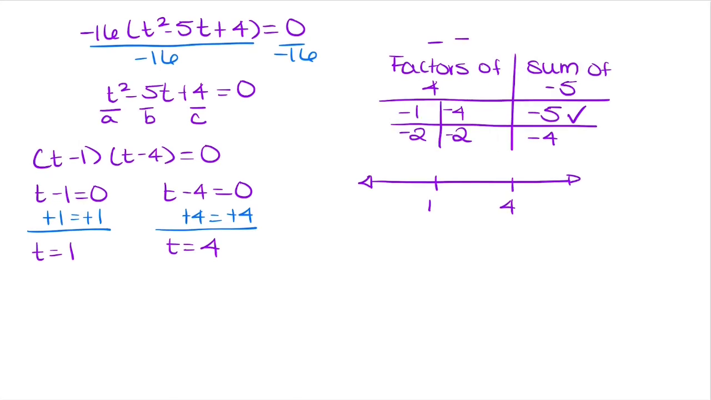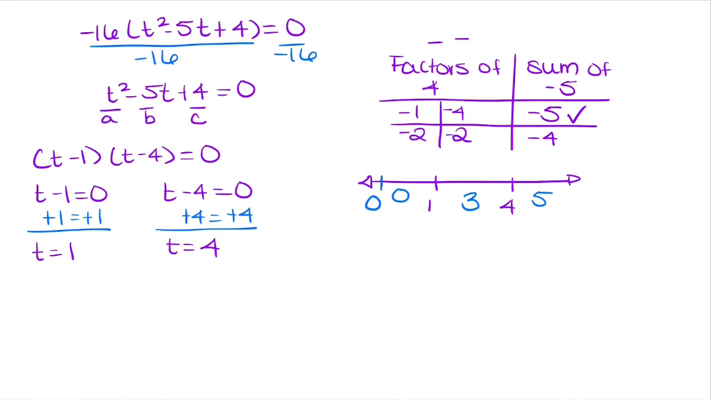So between negative infinity and 1, I'm going to pick 0, because since I'm talking about time, I obviously can't have any values that are less than 0. And then between 1 and 4, I'm going to pick 3. And above 4, I'm just going to pick 5. Okay? So let's now plug these into the original inequality.